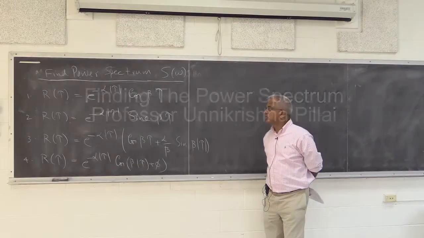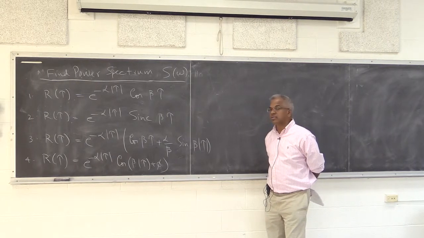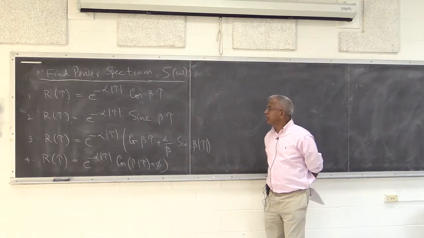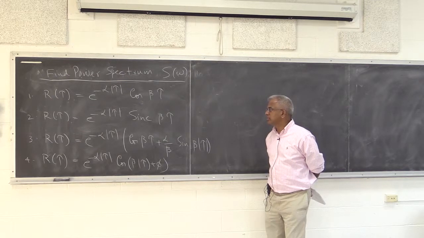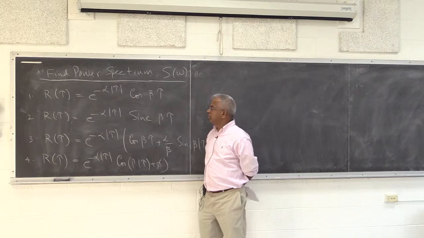So this problem is from stochastic processes, but we could treat this as a simple Fourier transform problem. You're given a few autocorrelations. In fact, we don't even know which ones are autocorrelations. So these are 4 sample problems.